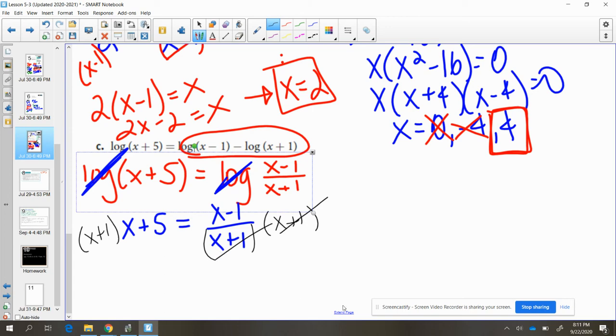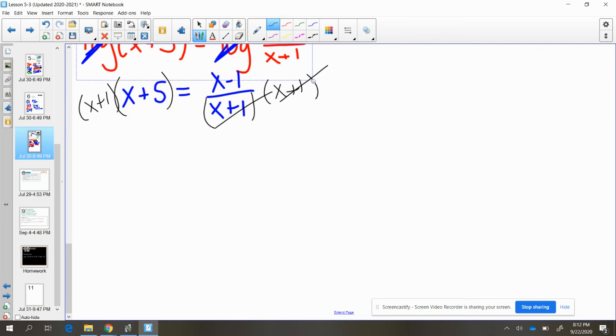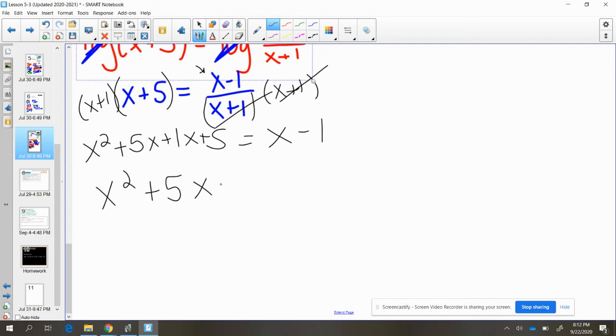And on the left-hand side, we can expand this so that x plus 1 times x plus 5 is x squared plus 5x plus 1x plus 5 equals x minus 1 on the other side. This guy here that we didn't lose. And then as we bring this all to one side, we have x squared plus 5x plus 6 equals 0. And what multiplies to be 6 but adds to be 5? 3 and 2.